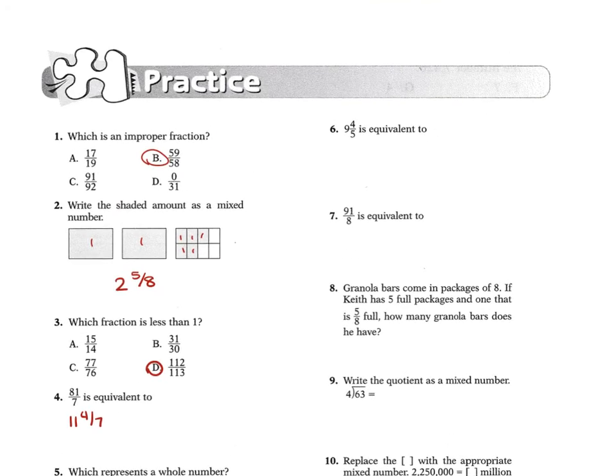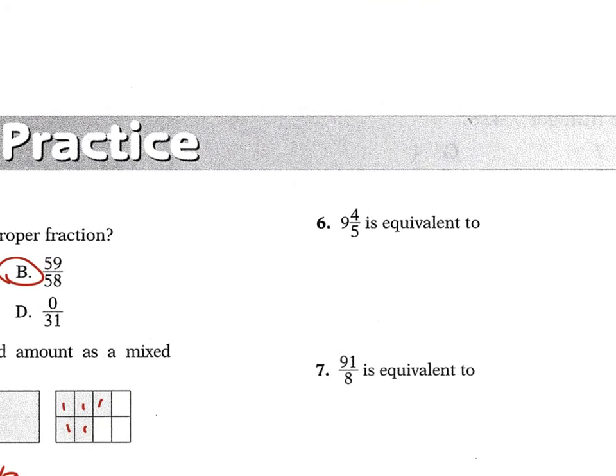For 6, we have 9 and 4/5. The 9 and 4/5 is the same exact thing as saying 9 times 5, which is 45, plus 4 is 49 over 5.